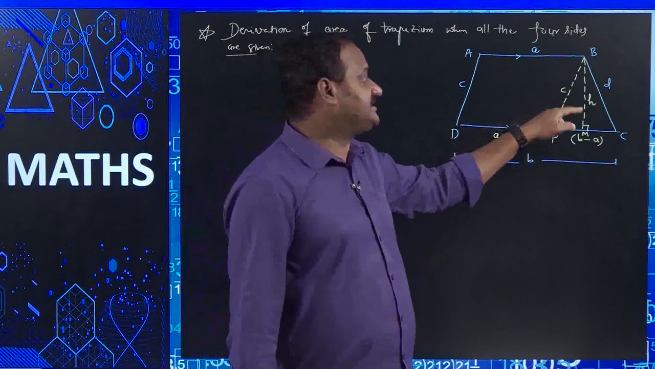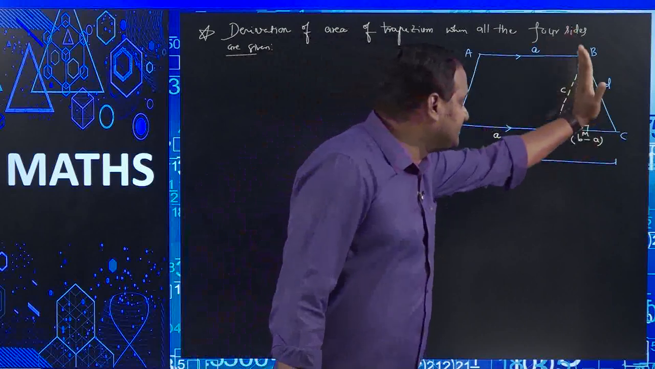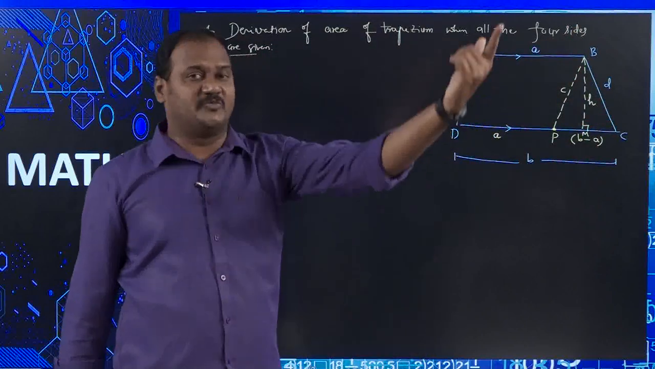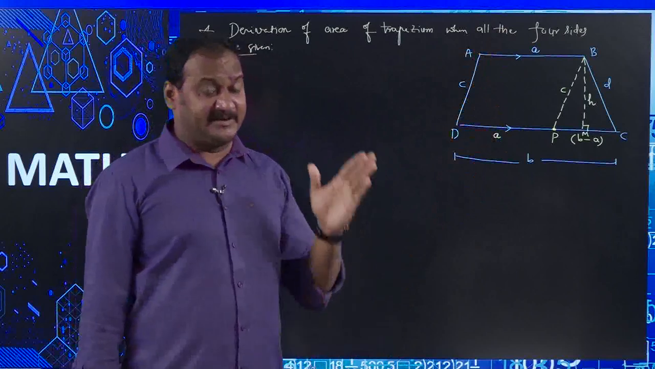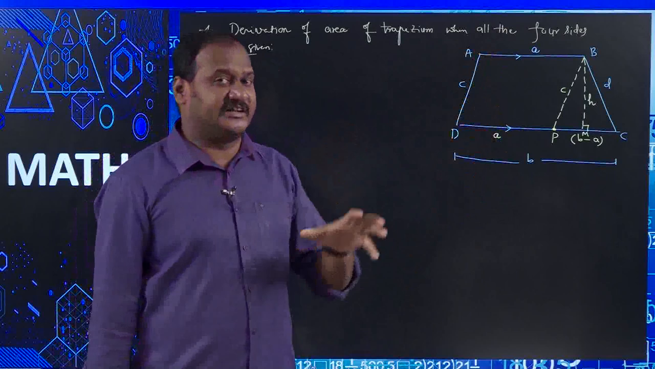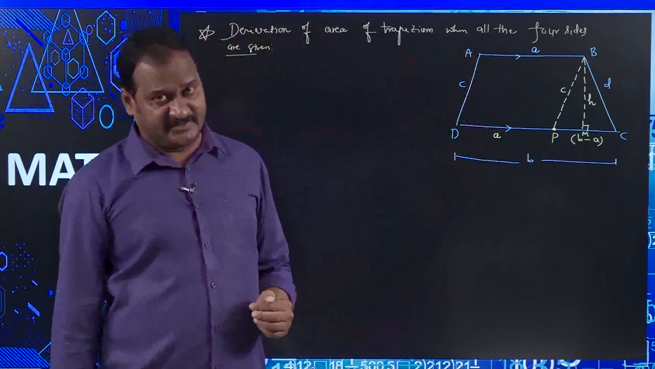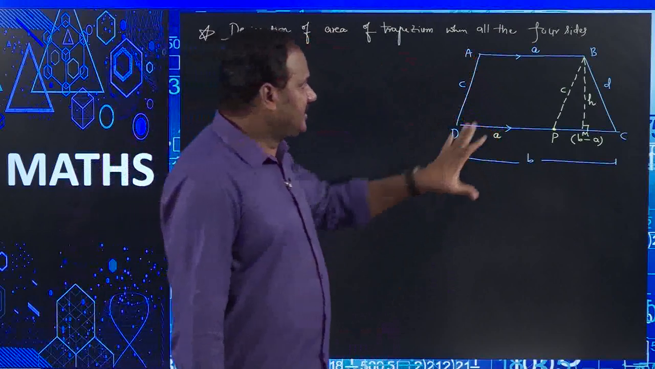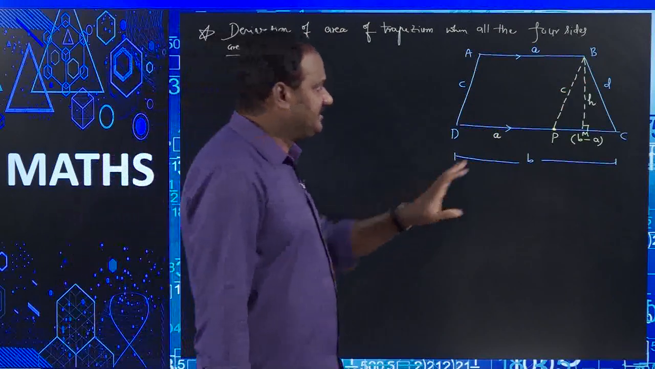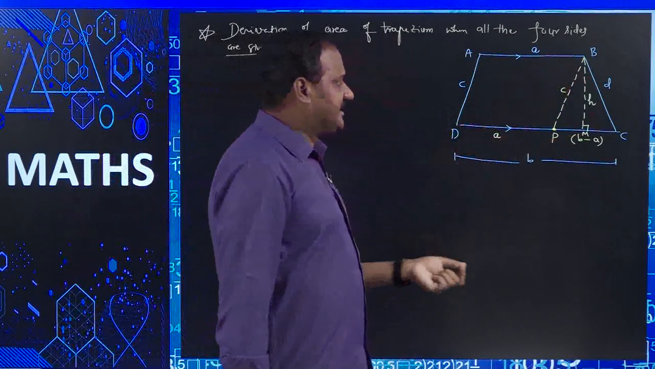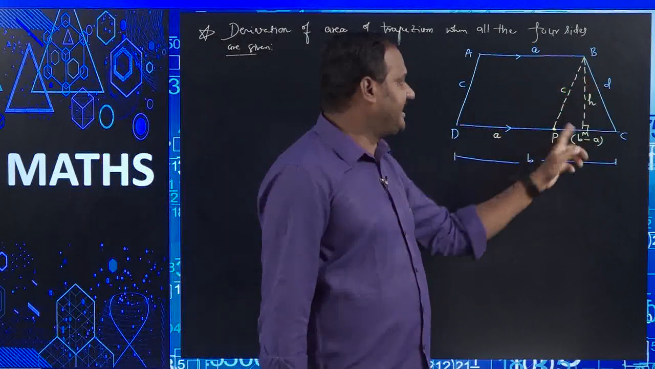So using half into base into height, I can get the value of h, right? That h would be the perpendicular distance between both the parallel lines. Then I can go back to the original formula for area of trapezium when two parallel sides and the perpendicular distance between them are given. So that is my idea in order to find the area of trapezium when all the four sides are given, right. Now, I am taking the triangle BPC and finding the area by Heron's formula. For this triangle BPC, the sides are c, d as well as b minus a. Sides are c, d and b minus a.